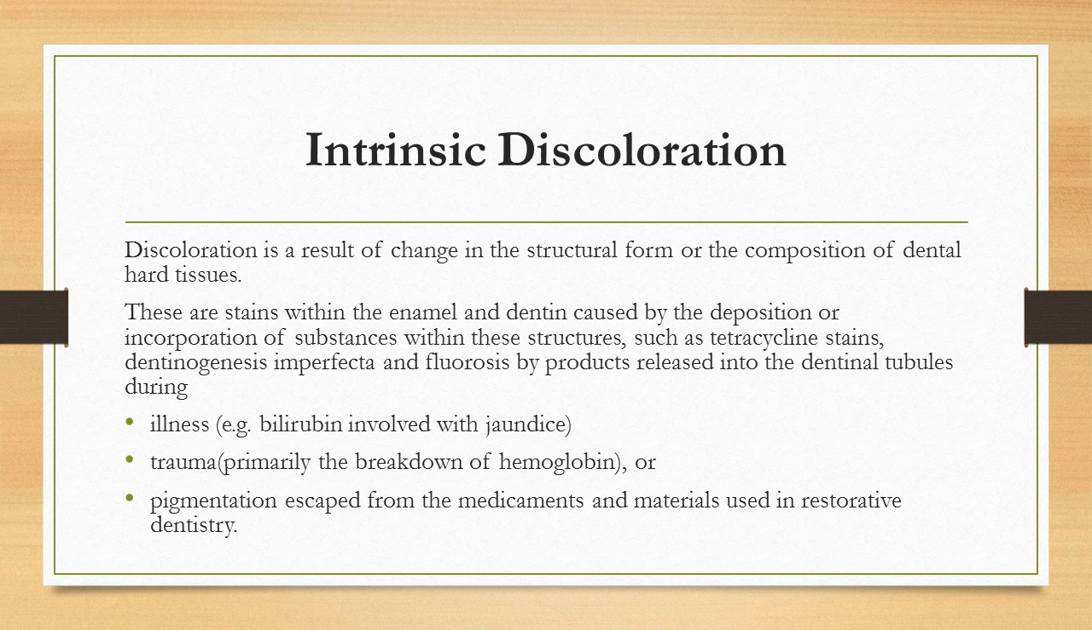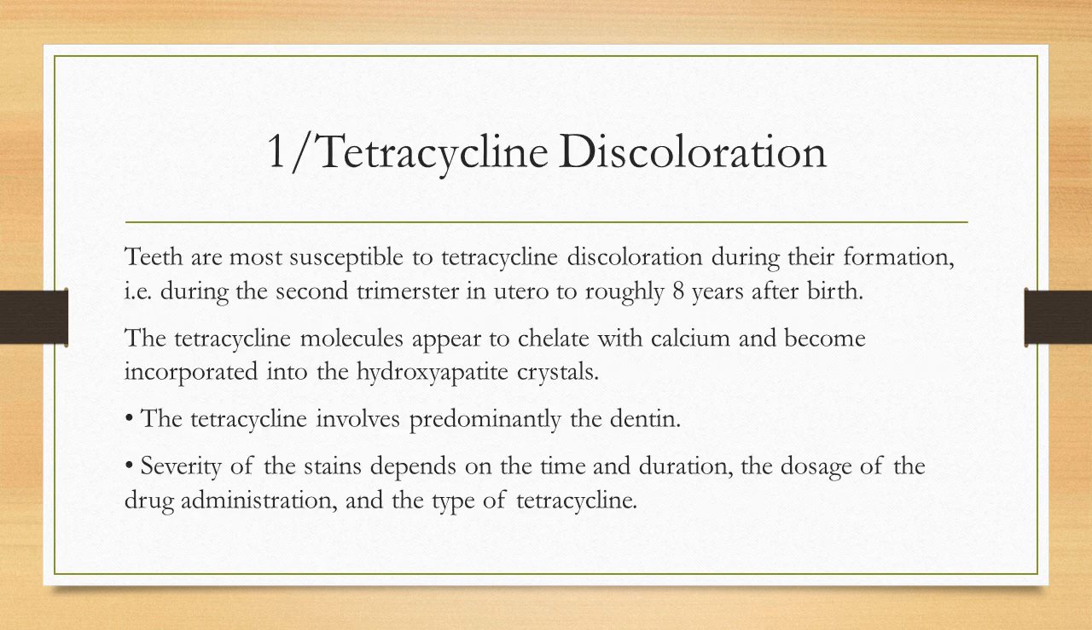bilirubin because of jaundice. Okay, trauma. The trauma which will cause breakdown of hemoglobin in the pulp. Some pigmentation will escape from a certain medication or from restorative material like amalgam. Okay, so if we start to take examples for them, we have the tetracycline discoloration.